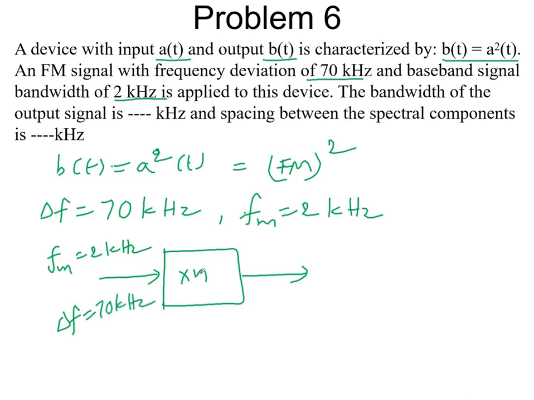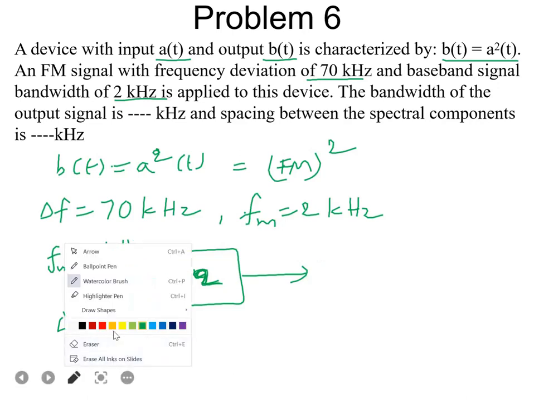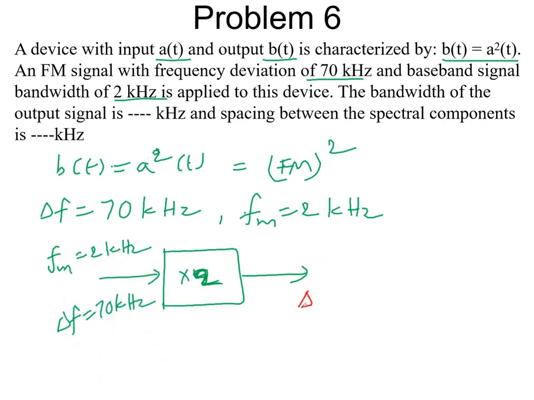Then this into 2 means into square. It is a squaring device, means into 2. You can take it as into 2 simply. Now they are asking you what? Bandwidth of the output signal. Now for bandwidth, obviously it depends on which parameter? It depends on the frequency deviation. What is happening to the final frequency deviation here? It is becoming 2 times of the old frequency deviation or not? Obviously.